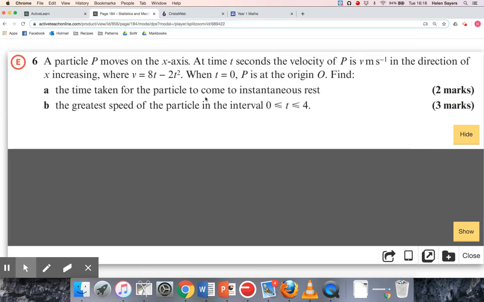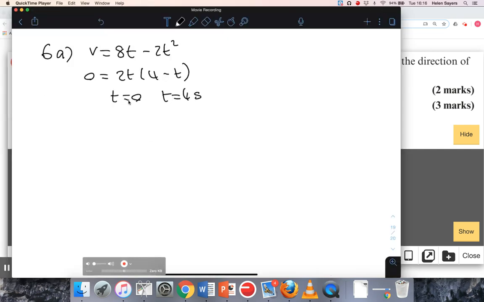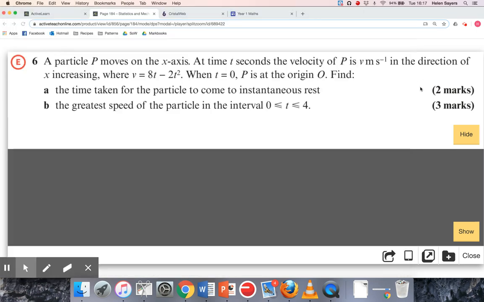And let's just double check. Okay, yeah, so it doesn't seem to say that we want two answers, but that's fair enough, isn't it? Because it starts at rest, so that explains that answer. So my actual answer to the question is 4 seconds. That's when it comes to instantaneous rest.